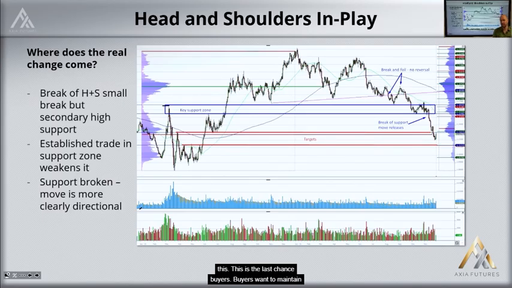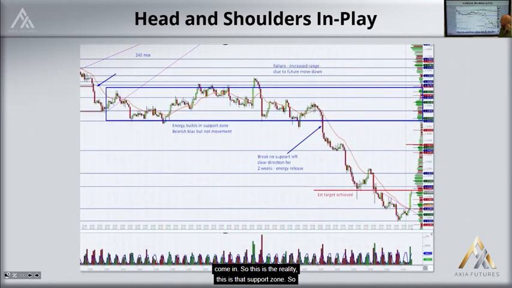This is the last chance for buyers. Buyers want to maintain this as a move up. They need to come in and buy it here. And if they don't, once it breaks that zone, that's where the move's coming from. So this is the reality. This is that support zone. So you can at least go into this of the view that this may well not drop straight through. It may well be something that is going to fall in and struggle.